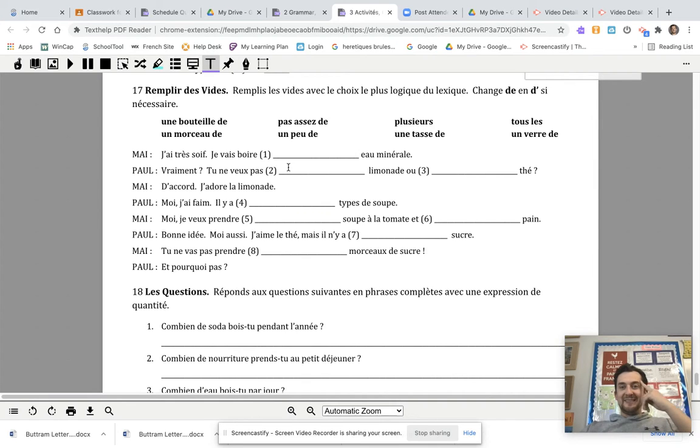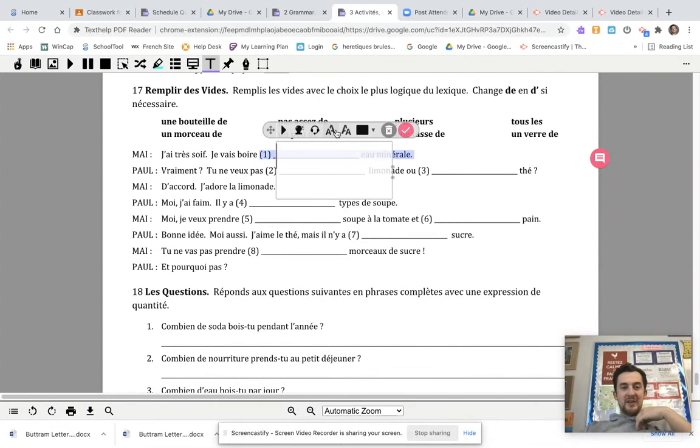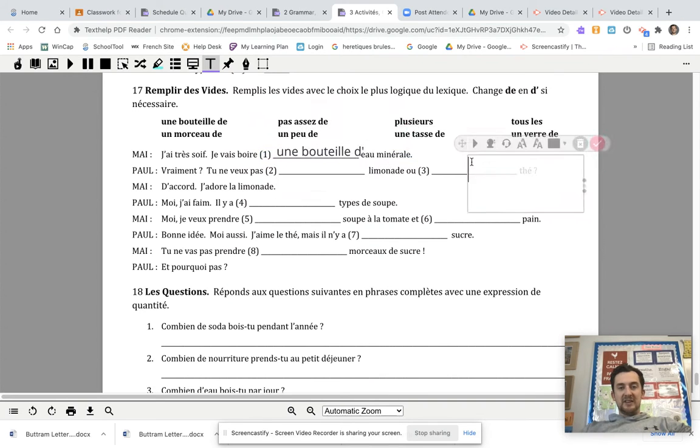Wow, this is going to be a little bit difficult, but I think you guys can do it. I'm going to go ahead and say, let's see, I see soup, bread, sugar, morsels of sugar. Okay. I'm going to go ahead and say, je vais boire une bouteille d'eau minérale. D'accord? Maybe I'll do another one with you. You don't want instead maybe a glass of lemonade or a cup of tea? Okay. Yeah, I think this will be easy for you.